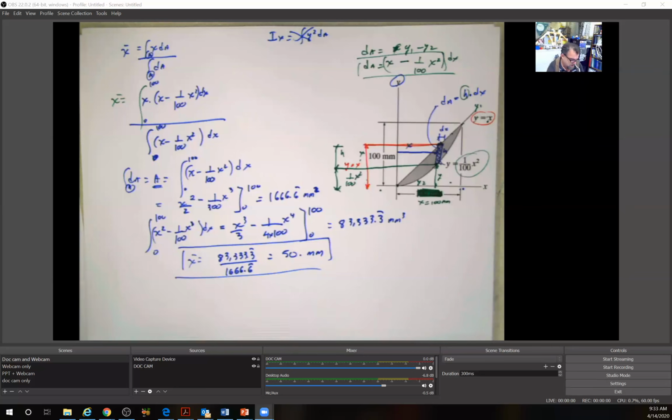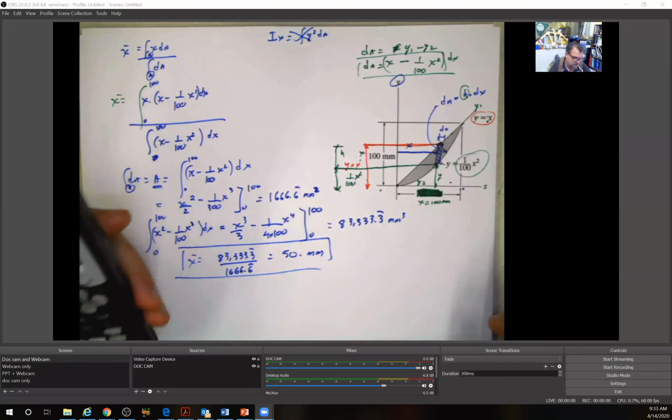Let me check something really quick, and then if it works, I'll tell you. If it doesn't work, I don't tell you.